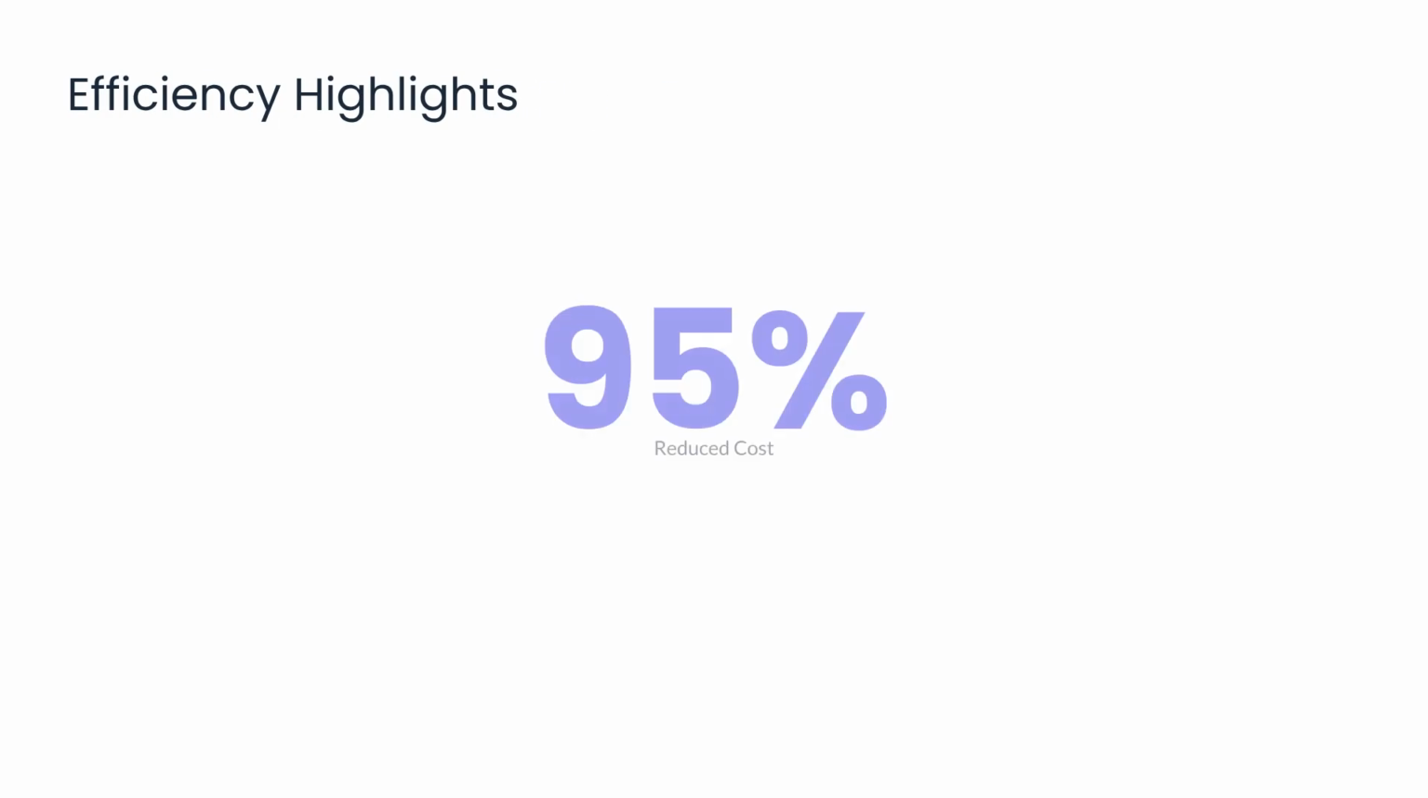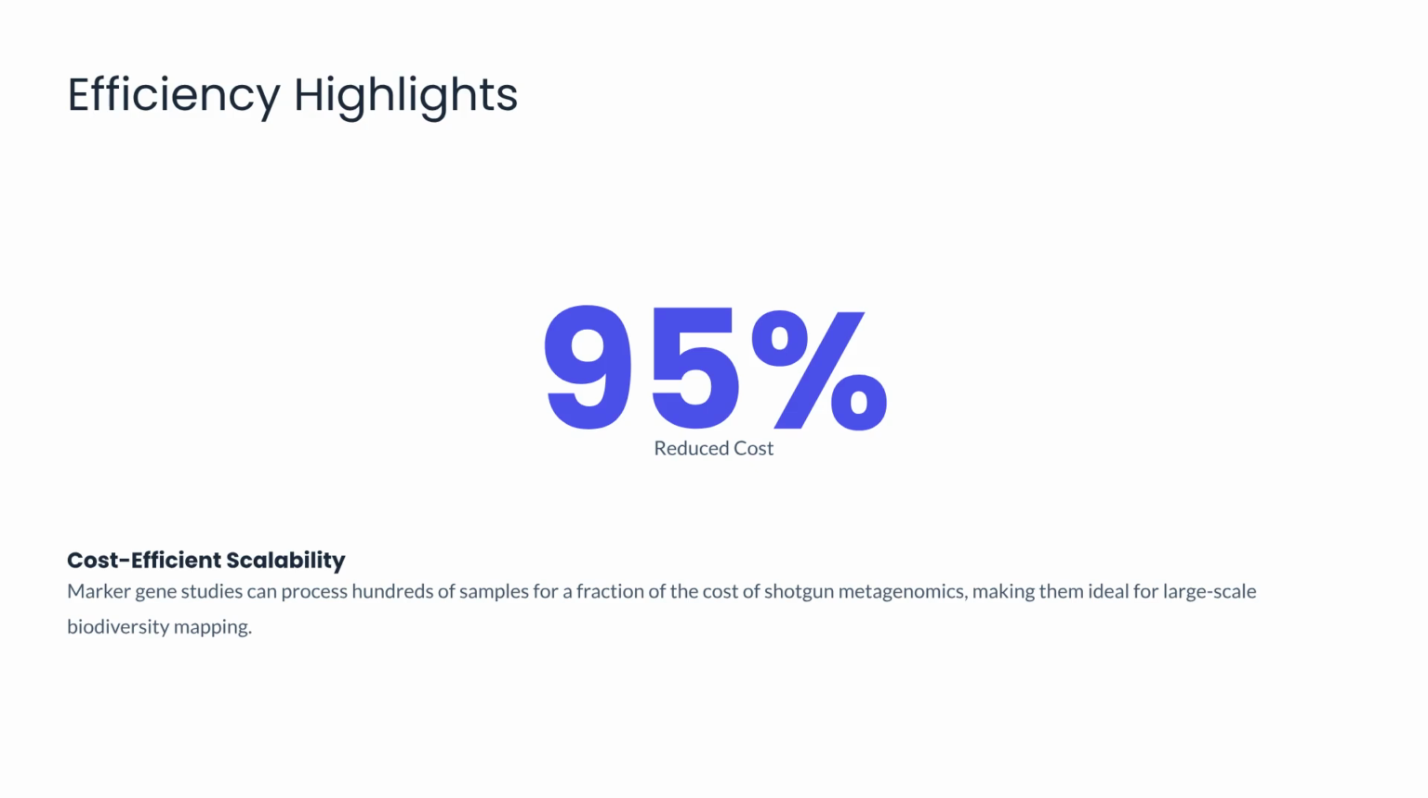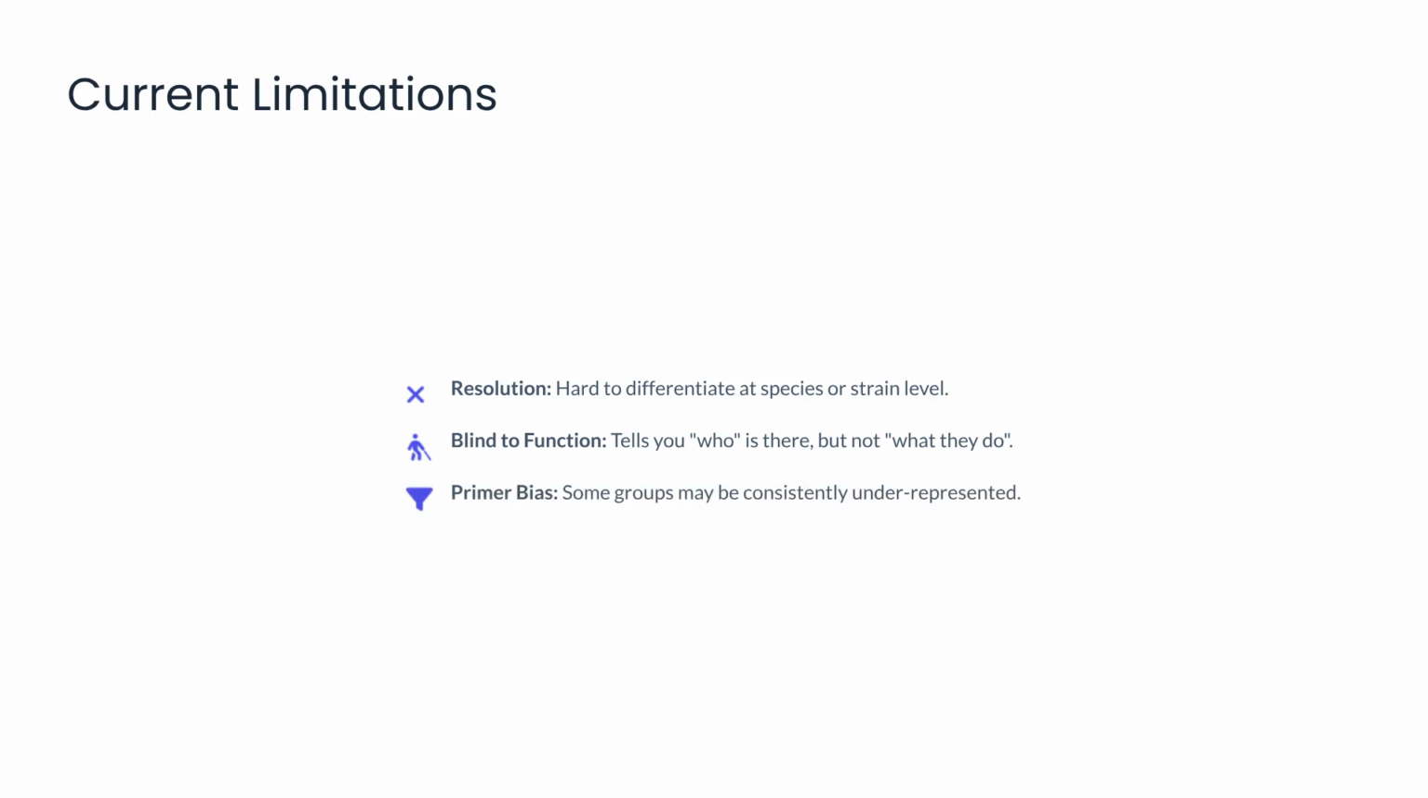Marker gene studies offer high cost efficiency, processing many samples for a fraction of the cost of shotgun metagenomics. This makes them excellent for large-scale biodiversity mapping. Current limitations include difficulty differentiating at the species or strain level, being blind to function, and the issue of primer bias, where some groups may be consistently underrepresented.